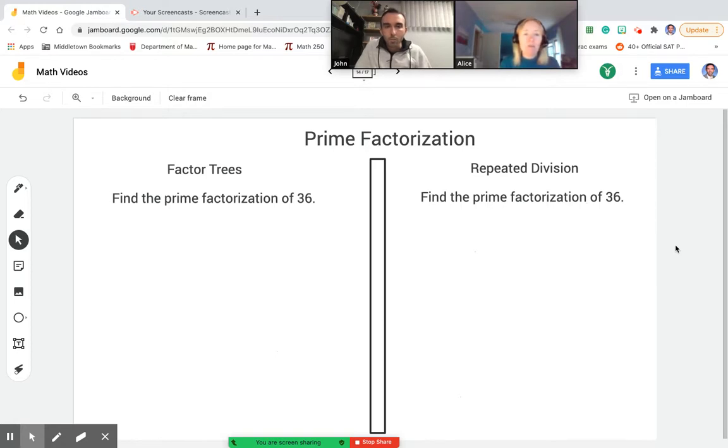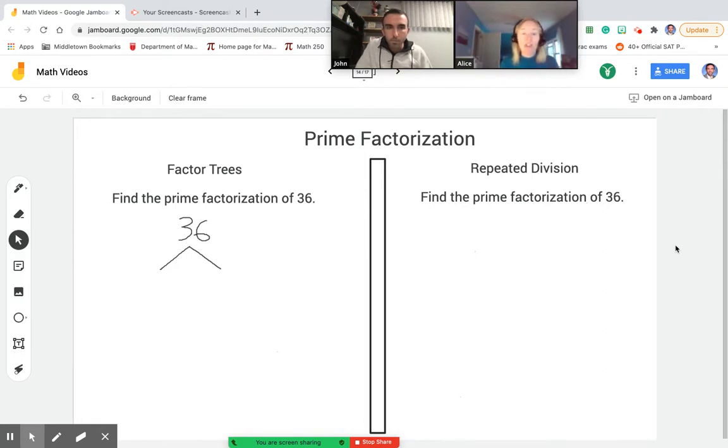So what I do is I'm going to write the number down, 36, and then I'm going to ask myself, what two numbers could I multiply to get 36? So you have different options here. You could put down 6 times 6. That would be correct. What I notice about 36, though, is it's divisible by 3.